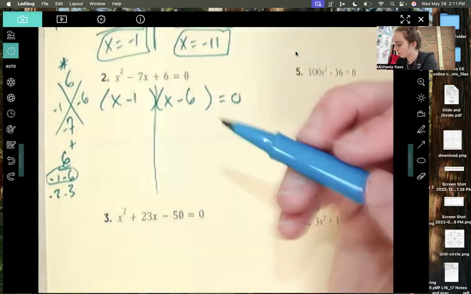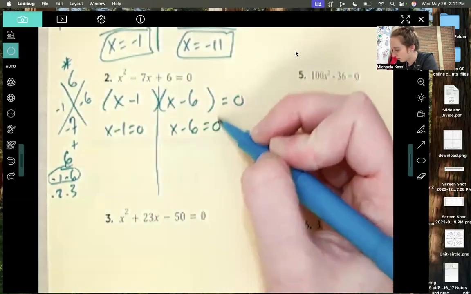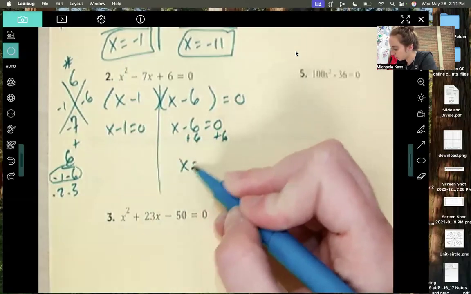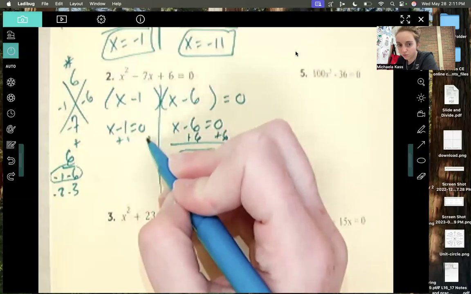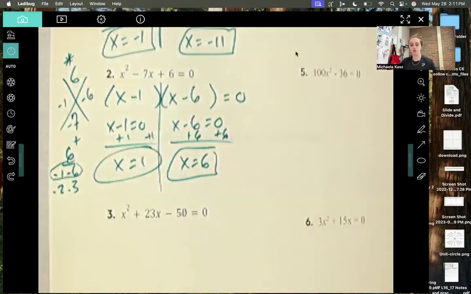Again, split and solve. So x minus 1 equals 0, x minus 6 equals 0, and now we solve. Plus 6, we get x equals 6. And then minus 1, so we add 1 to both sides, so x equals 1. Those are our two answers.